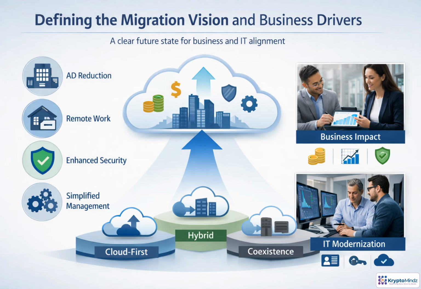A migration vision defines the destination before you choose the route. It describes what the organization is trying to become, not just which systems will move. For some teams, the driver is reducing Active Directory dependency. For others, it is better remote access, stronger security, or simpler operations. The vision should also name the target model: cloud first, hybrid, or staged coexistence. Business leaders need to see outcomes like lower risk, higher productivity, cost control, and resilience. Technical teams need clarity on which identity capabilities must modernize first.